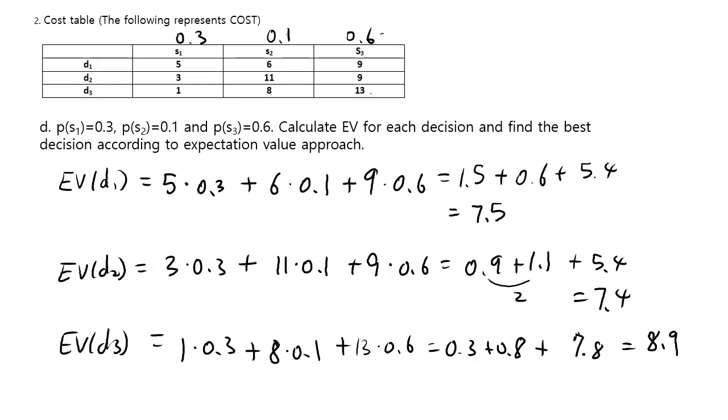Now, which one should we choose according to the expectation value approach? Remember, this is cost. So this is where you have to remember that the lower number is the best. The lowest number out of 7.5, 7.4, 8.9 is 7.4. So that's your expectation value approach. According to expectation value approach, you should choose D2.